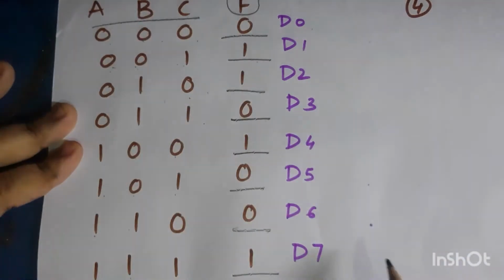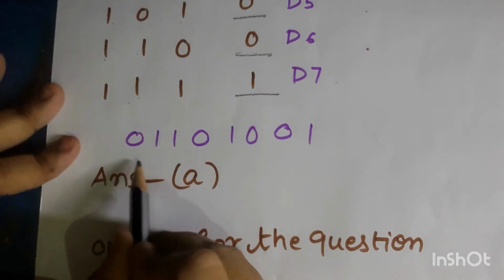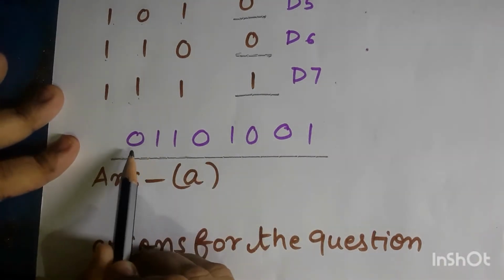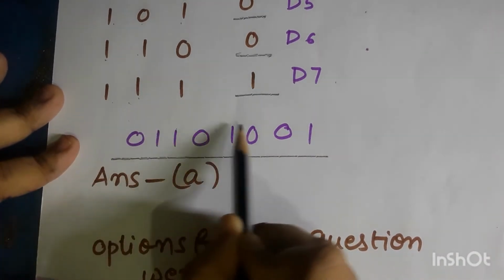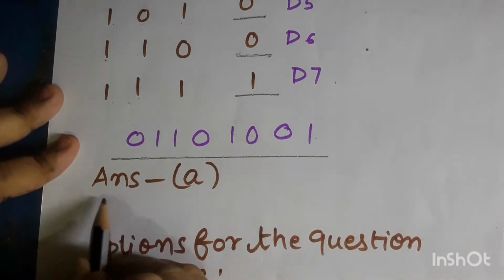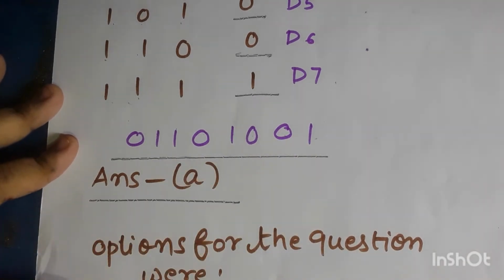So D0 to D7. Okay, so what is the value? D0, D1, D2, D3, D4, D5, D6, D7. So the answer is coming as A.